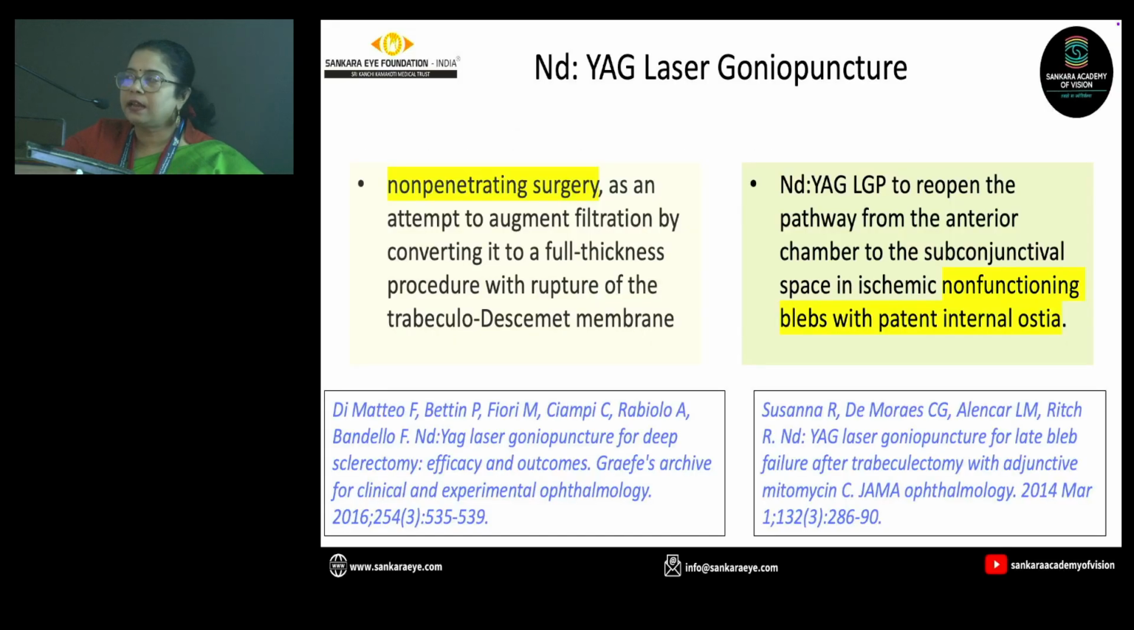Last slide, Nd:YAG laser goniopuncture. This was used earlier in deep sclerectomy patients, that is in non-penetrating surgery, as an attempt to augment the filtration. But it can be used even in non-functioning blebs, definitely with patent internal ostia. It also reopens the pathway from the anterior chamber to the subconjunctival space.